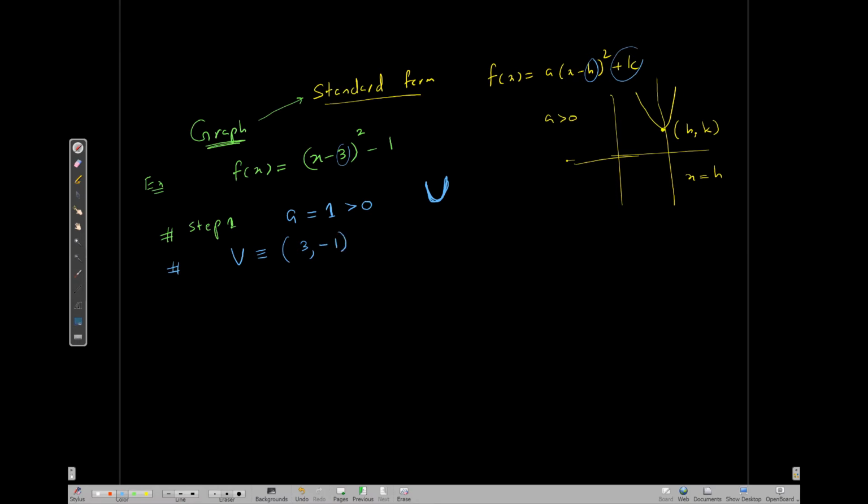So the next step, well, you can start roughly putting them into action. So (3, negative 1): 1, 2, 3, and negative 1. So right here (3, negative 1), and because my graph opens up, I'm going to know it's going to hit my x-axis at 2 places. Because of that, my next step is finding x-intercepts.